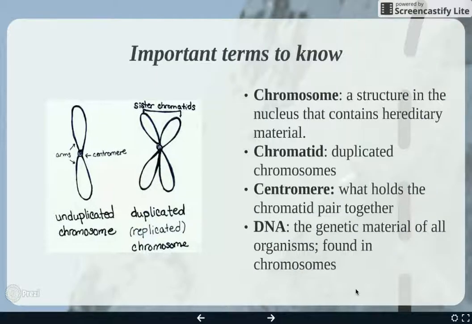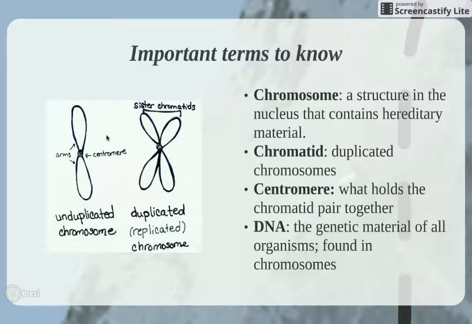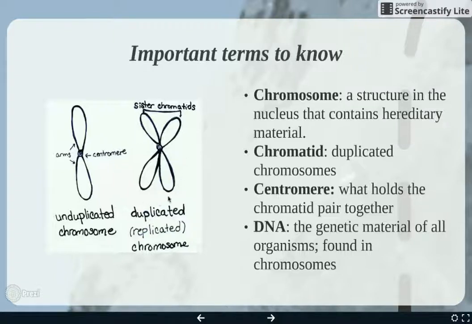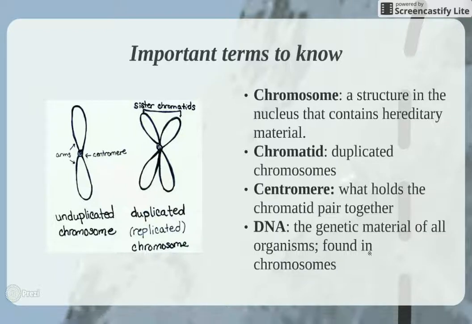There are a few important terms to know before we talk about the 4 phases of mitosis. A chromosome is a structure in the nucleus that contains hereditary material. In this picture, this is one chromosome. A chromatid is simply duplicated chromosomes, like this picture here. A centromere, shown right here, or here, is what holds the chromatid pair together. And DNA is the genetic material of all organisms found in the chromosomes. All cells in your body, except for sex cells, have 46 chromosomes.